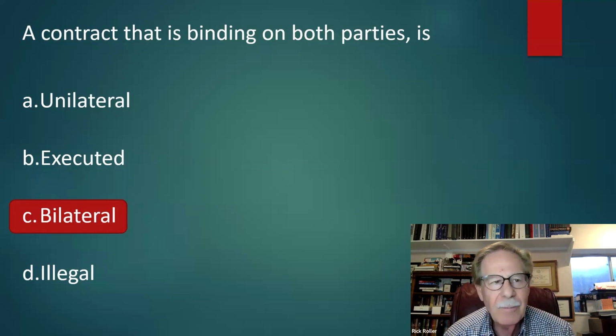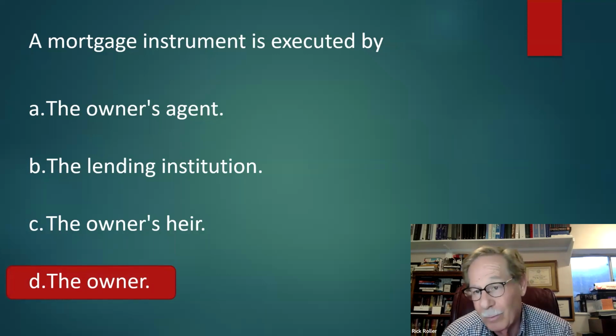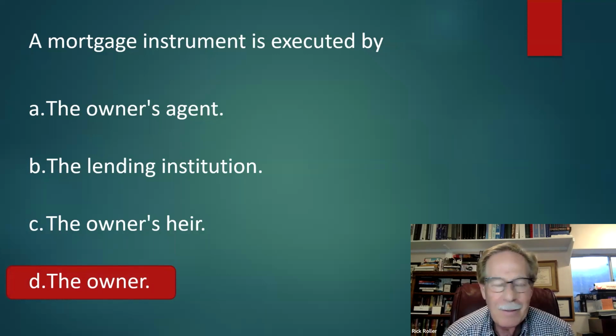We're going to talk about a mortgage instrument next, and that is an interesting contract. A mortgage instrument is executed by whom? The owner's agent, the lending institution, the owner's heir, or the owners? Well, gosh, folks, if D is not pounding its way into your consciousness, it should be. When you get a loan against a property, the lending institution wants to make dang sure you're committing yourself to that loan. They want the owners, which will be the owners, sign it, not the heirs.